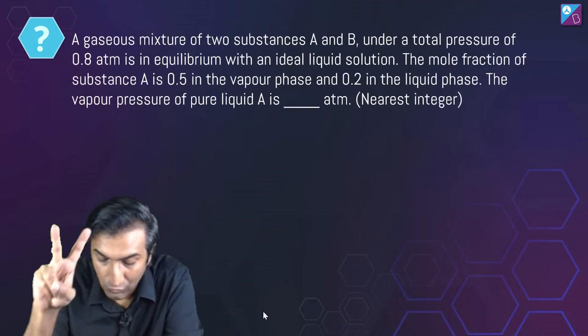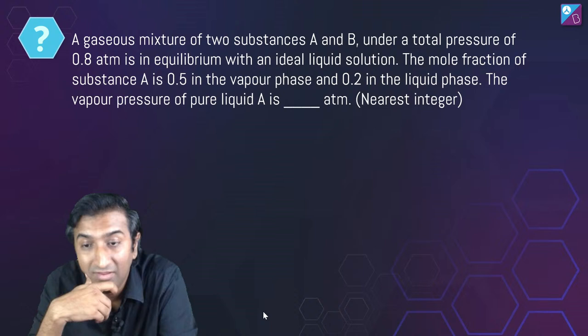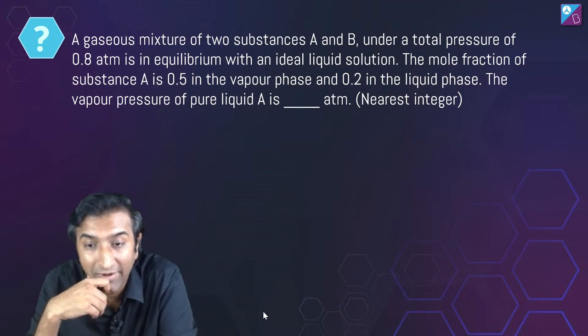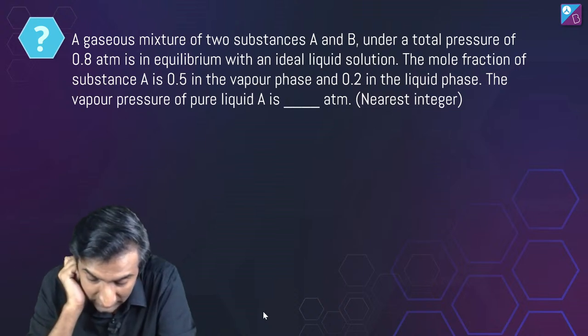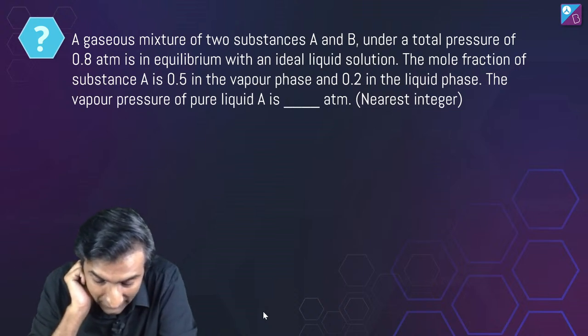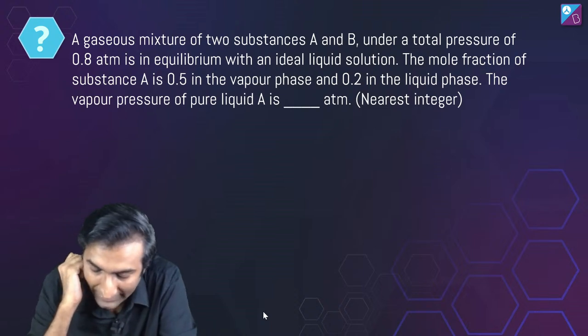A gaseous mixture of two substances A and B under a total pressure of 0.8 atmosphere is in equilibrium with an ideal liquid solution. The mole fraction of substance A is 0.5 in the vapor phase and 0.2 in the liquid phase. The vapor pressure of pure liquid A is what atmosphere?